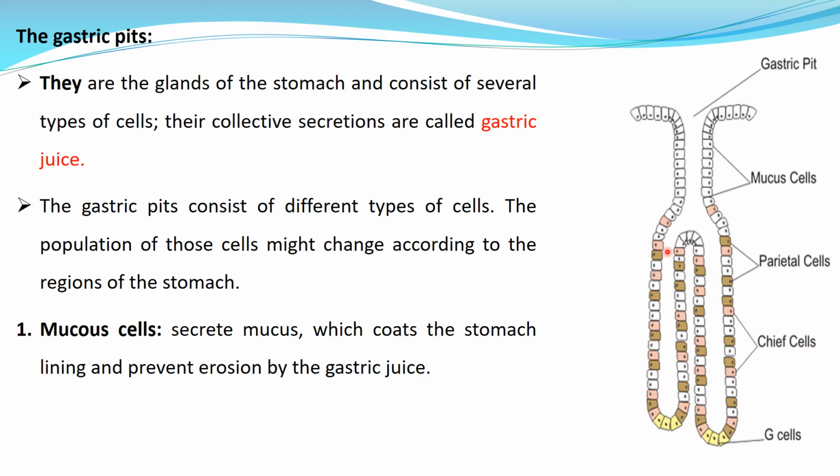So the gastric juice consists of different types of cells. The population of those cells might change according to the regions of the stomach. So the first group of the gastric cells is called the mucus cells. They are responsible for the secretion of mucus. It coats the stomach lining and prevents erosion by gastric juice.